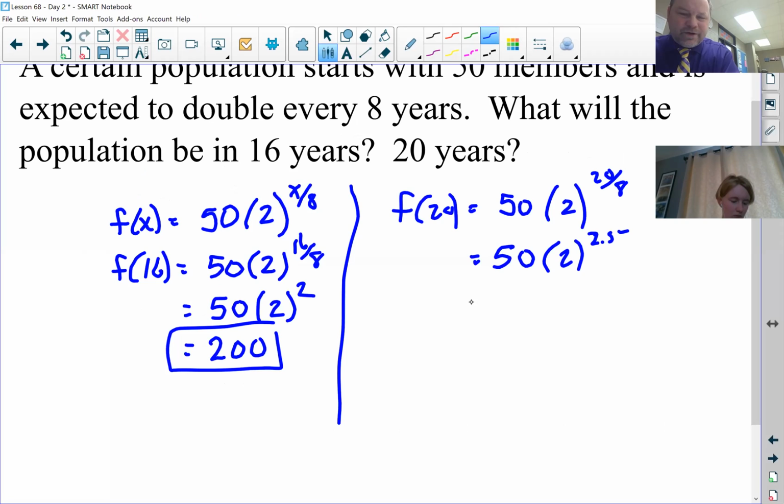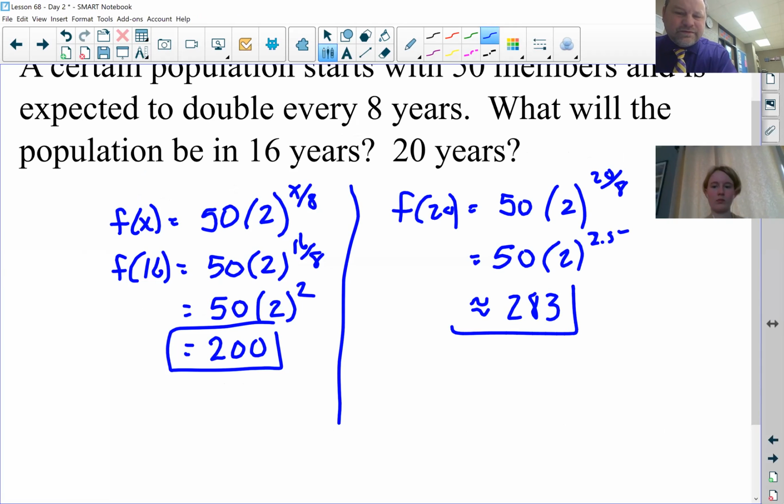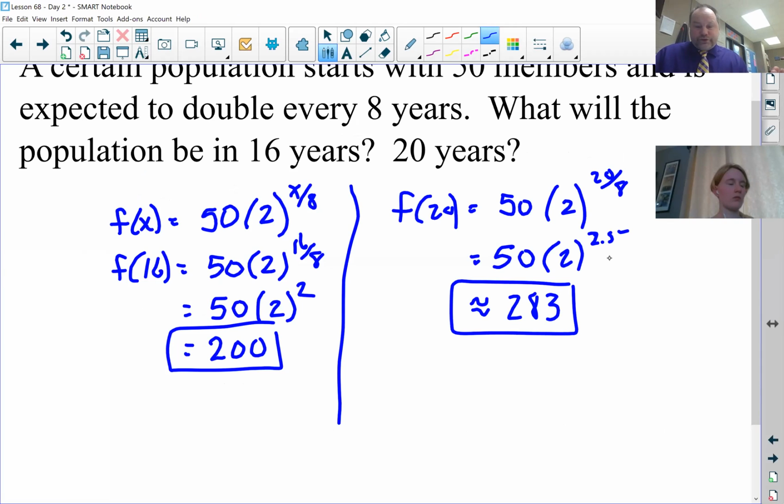And it is going to be an approximation. We should feel pretty confident in that because it's more than there were at 16 years, right? The population's a little bit larger. So we should feel pretty good about that. So that's an exponential growth example. We could also have exponential decay.